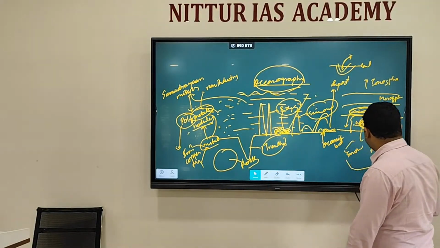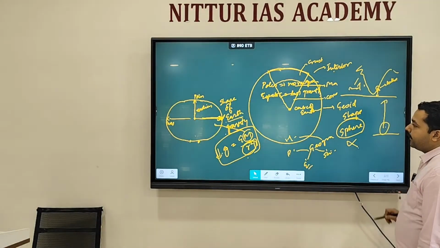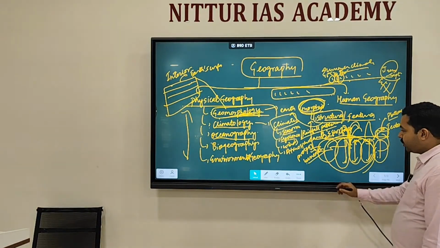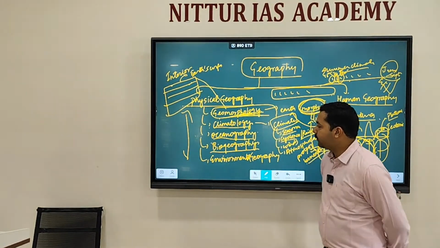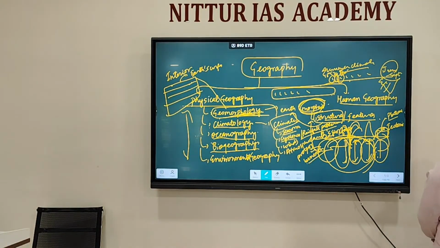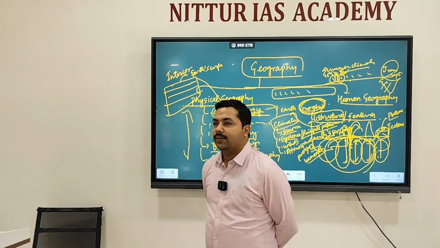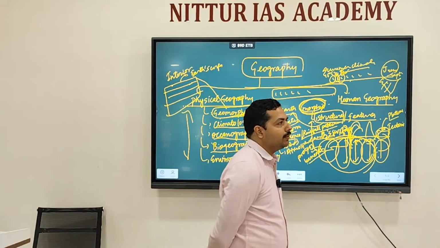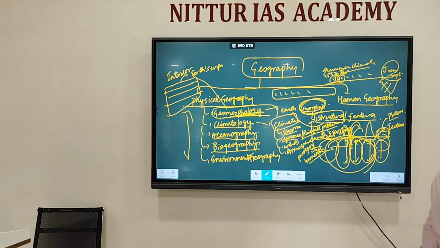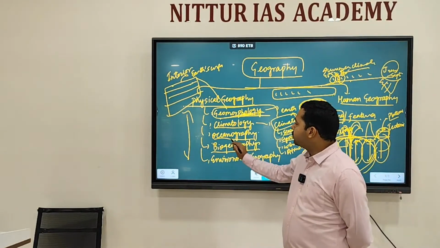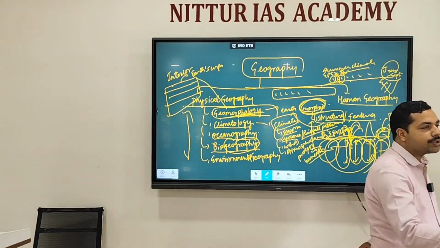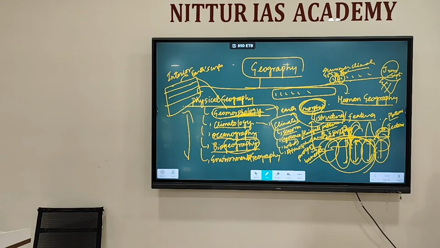The next concept is biogeography. What is biogeography? What does bio mean? Nature. Anyone else? Bio means biology. You study biology, no? What is biology? Study of humans, plants, living organisms. Bio means something that is living. So biogeography means something in association with living things, living organisms. Clear? So that comes under biogeography.